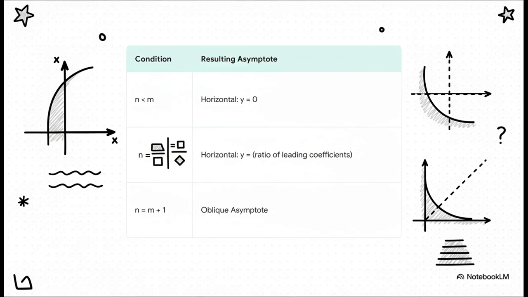Case 2, middle row. If the degrees are exactly the same, you still get a horizontal asymptote, but this time you find it by making a fraction out of the leading coefficients. That's just the numbers in front of the highest power of x. Case 3, bottom row. If the degree on top is exactly 1 bigger than the bottom, you don't get a horizontal line. You get a slanted line called an oblique asymptote. You find its equation using polynomial long division. But for your quiz, the main thing is just to recognize when to look for one.